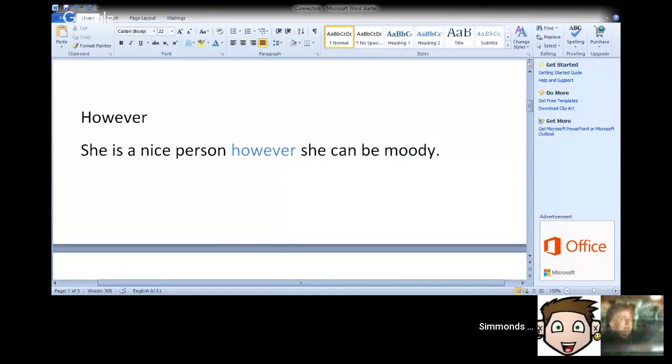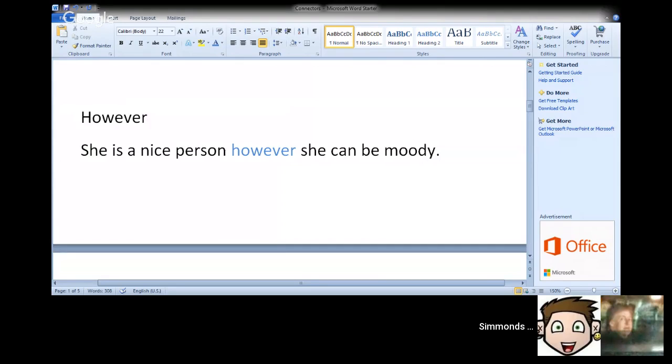Yeah. However, she's a nice person. However, she can be moody. Mm-hmm. Good. All right. So this is also contrast. We're having a positive thought. She's a nice person, but she's also moody. What does the word moody mean?